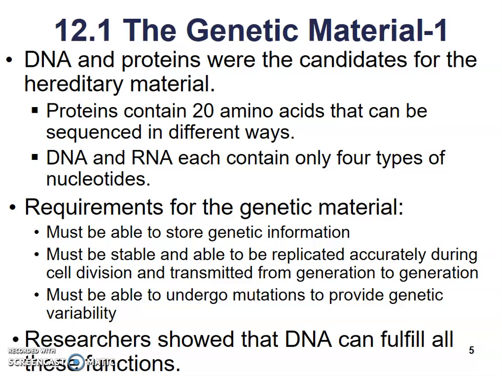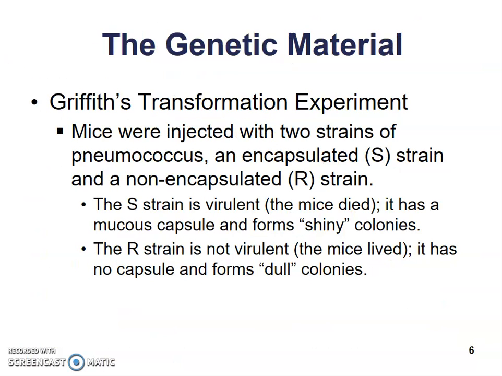So they figured out what the genetic material had to be able to do. It must be able to store genetic information. It must be stable and able to be replicated accurately and passed on from generation to generation, but also able to undergo mutations that provide genetic variability. And scientists did all kinds of experiments to figure out that DNA is the one that can fulfill all of those functions. So Griffith's transformation experiment, this is the one we talked about on the previous slide.